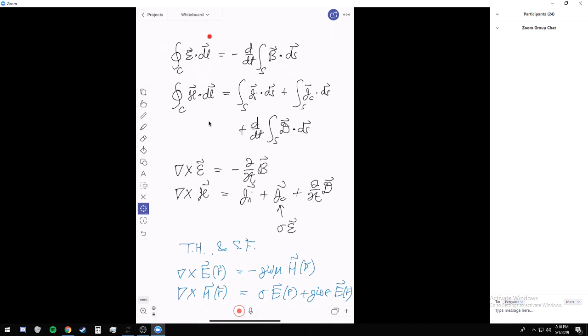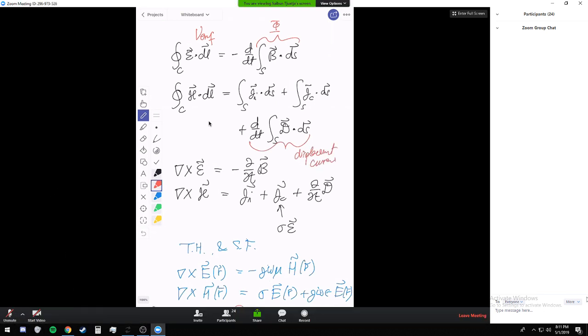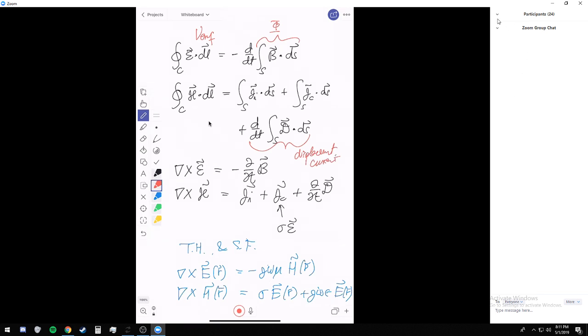So we call this a VEMF, right? We give it a name. We call this VEMF, electromotive force, and this whole thing we call the flux, the total flux. And this is called the displacement current. So these are the few terms that you need to understand.